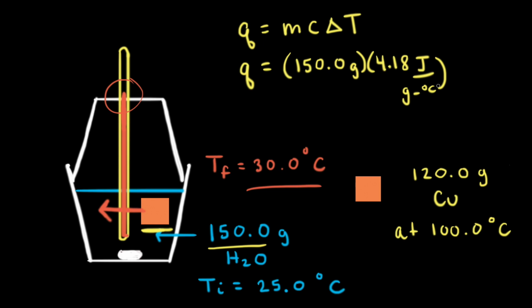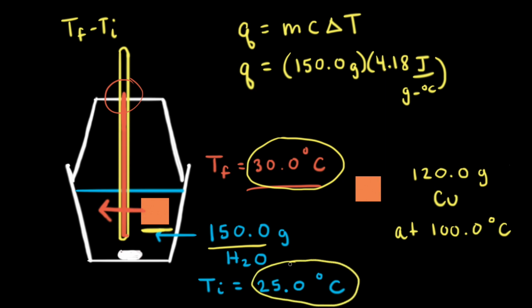And delta T is the change in the temperature, which would be the final temperature, T final, minus the initial temperature, T initial. The final temperature of the water is 30.0 degrees Celsius, and the initial temperature of the water was 25.0 degrees Celsius. So 30.0 minus 25.0 is equal to 5.0 degrees Celsius. So we can write that in.